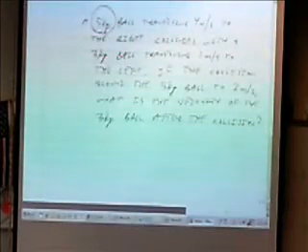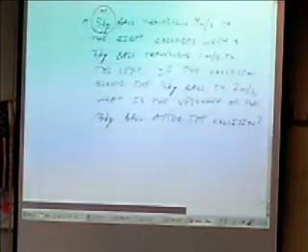Identify the givens and unknowns. What's the 5 kilogram ball? That's M1, right? What else is given? The V1. Okay, 4 meters per second is what? V1 initial. It's the initial velocity of ball 1.